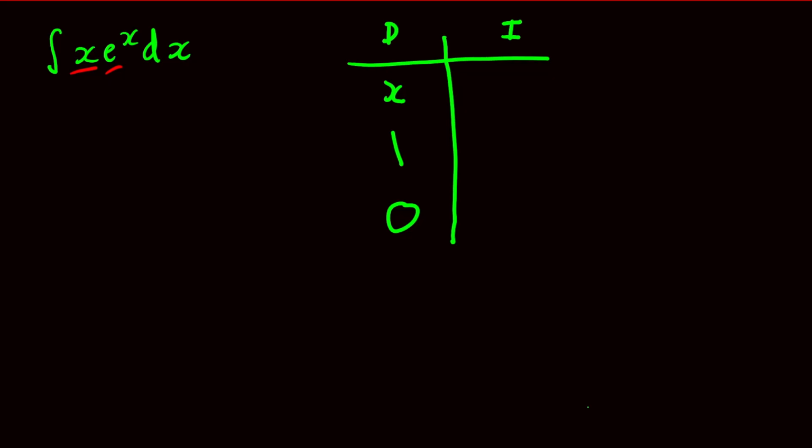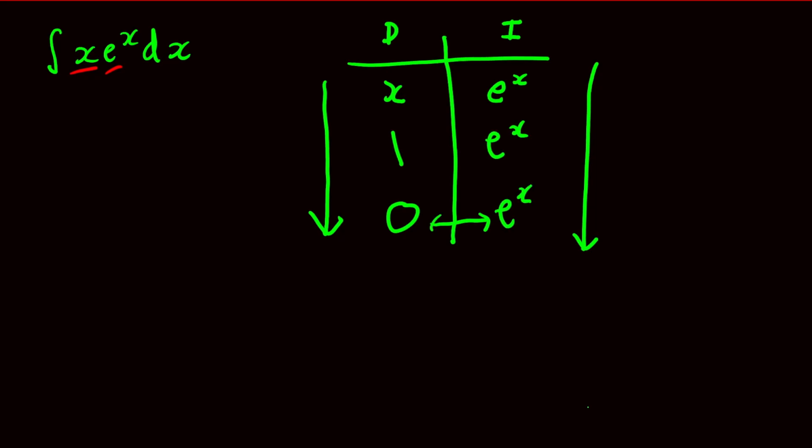Now, what's left, e to the x, we put that into our integration column. So now we differentiate on the D column until we hit 0, and we integrate on the I column until it hits that same number of times. So we differentiated 3 times, we're going to integrate 3 times. So it'd be e to the x, e to the x, right? We stop when it's at that same row as 0.